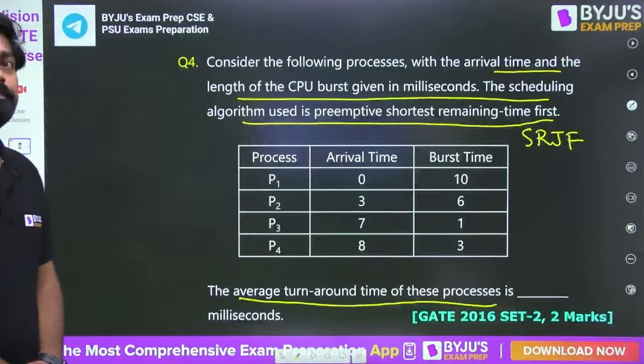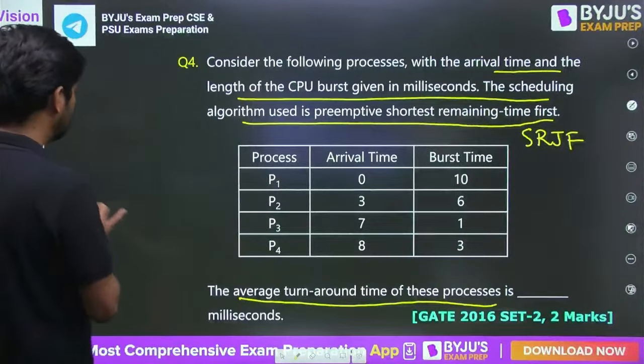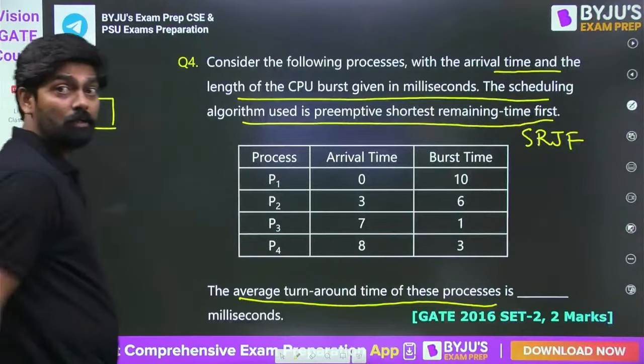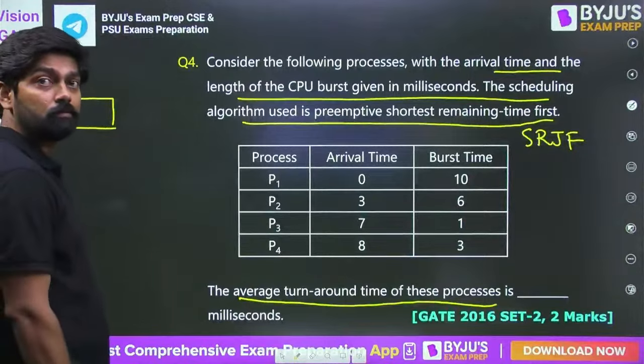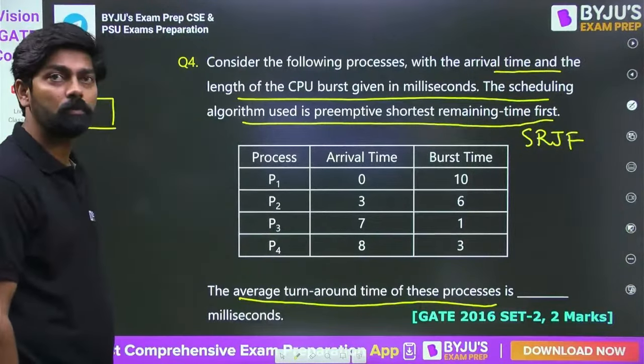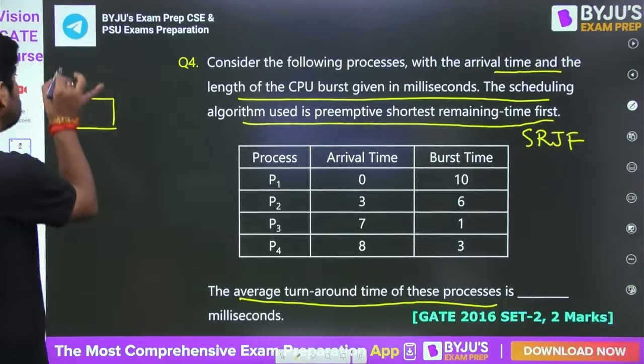Okay, I'm solving now. See clearly here. So for SRJF, you need to draw the Gantt chart. So please try to solve. Draw the Gantt chart first.